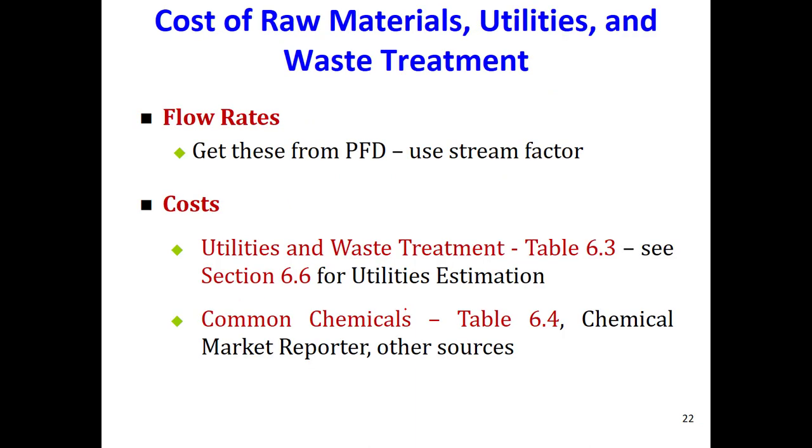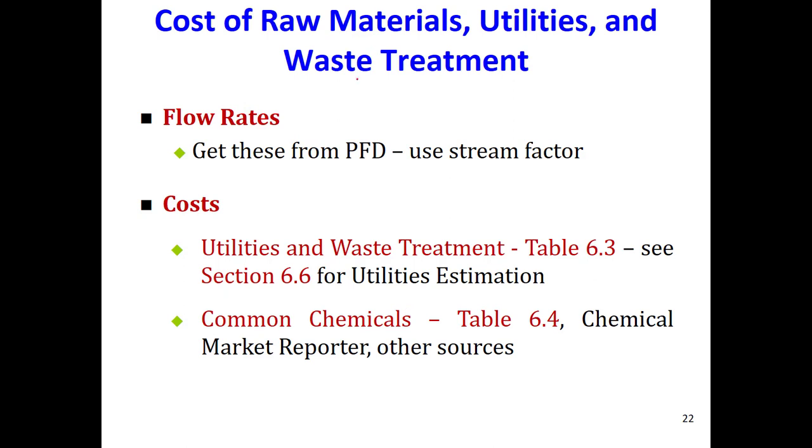Okay, now we are going to talk a little bit about... so we already talked about the cost of operating labor, how we find them. Now I'm going to talk a little bit about the other costs that come with the process. So: cost of raw material, utilities and waste treatment.